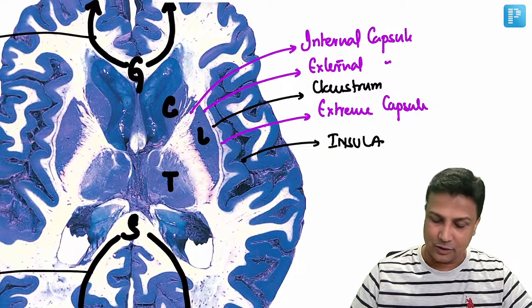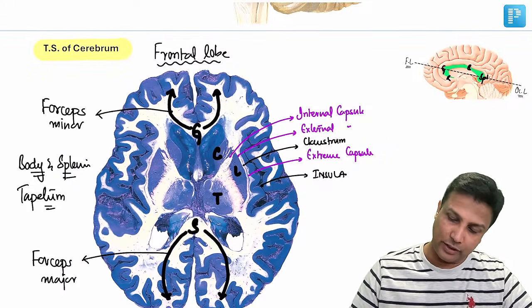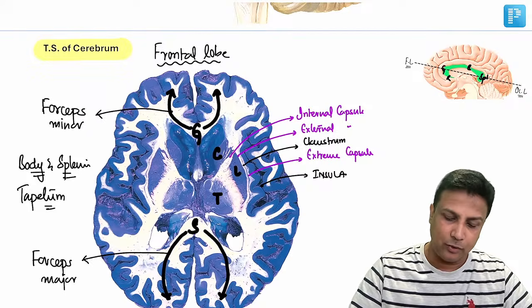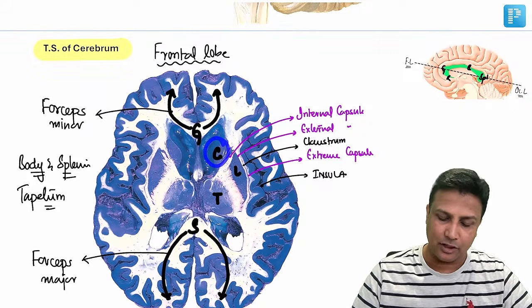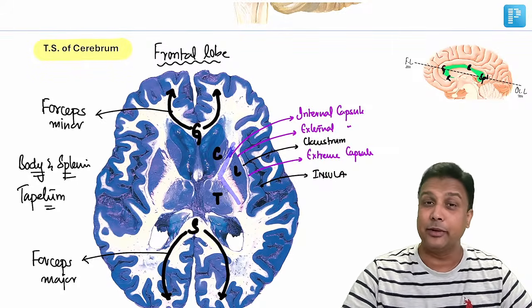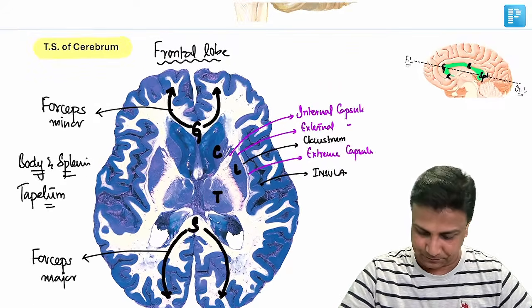Now, once you are done with this, of course, all these nuclei present over here are a part of your basal ganglia. This caudate nucleus and lentiform nucleus are actually a part of your basal ganglia. And in the middle of that, these white matter fibers present here are nothing but your internal capsule. So let's see these two topics right now.